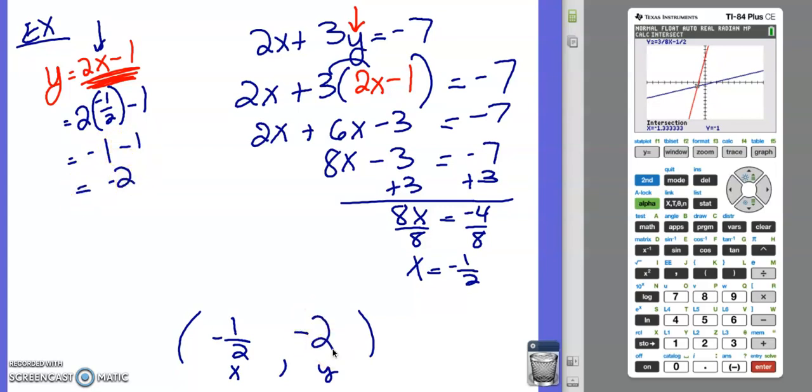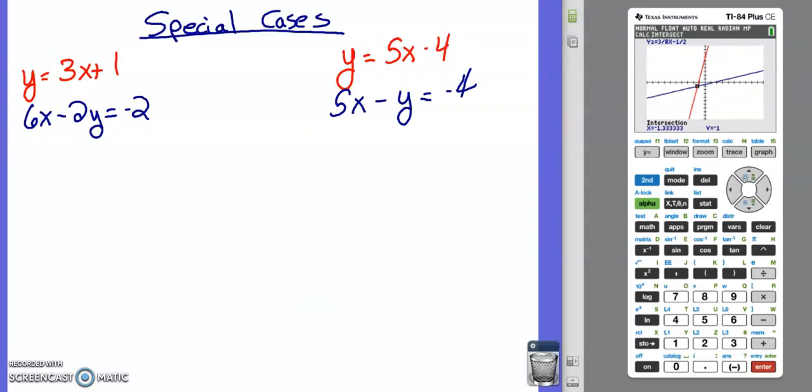And again, if you substituted, this is the point of intersection. If I graph the first line, if I graph the second line, that's the point of intersection. And again, you can always check this by substituting this x in and this y in to both equations to see if it actually works. You can easily do that or graph them either way to check your answer. So let's look at some special cases.